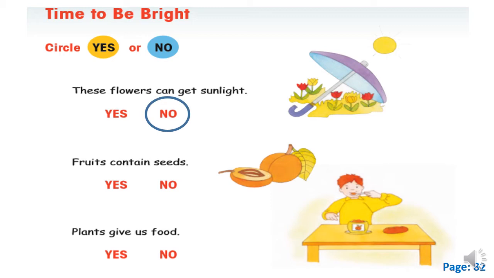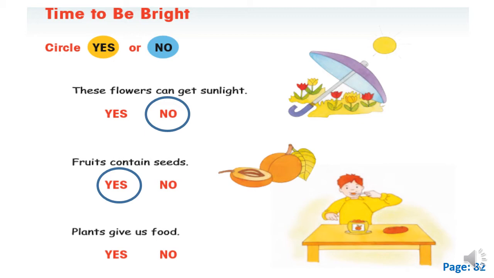The next sentence: fruits contain seeds. Also, I am talking about the fruits that are found inside the picture. If I cut the fruit into two pieces, what do we have inside it? As we see, this is a seed. Excellent. So this fruit contains seed? Yes or no? Yes, excellent. So fruits contain seeds.